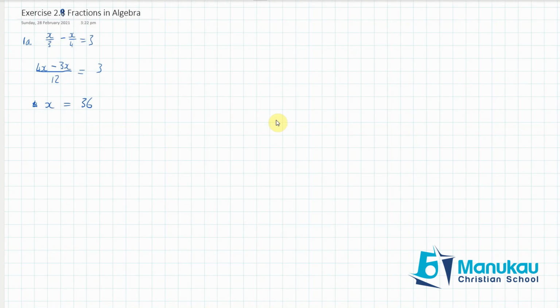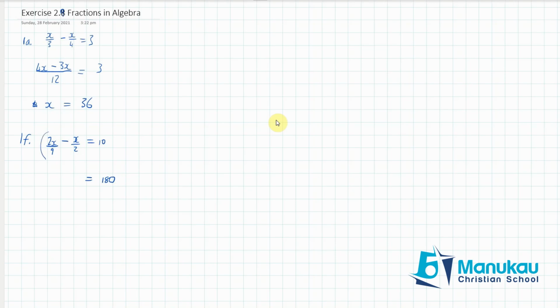I'm going to try 1f now, and so 1f is 2x over 9, and I'm subtracting x over 2, and this is equal to 10. Now here's another way of doing it. You can times both by the lowest common multiple, which is 18. So if I times both sides by 18, I'm going to get 180 on this side.